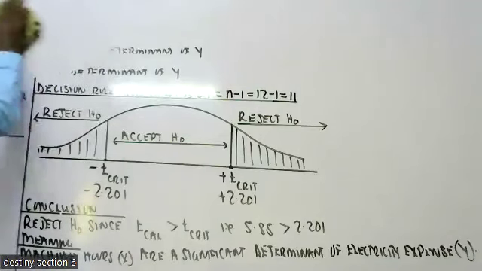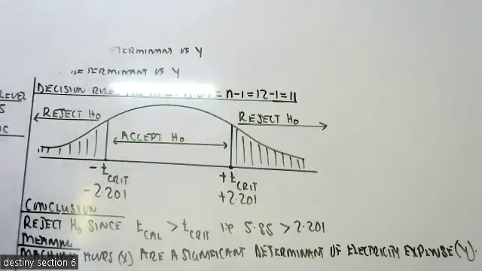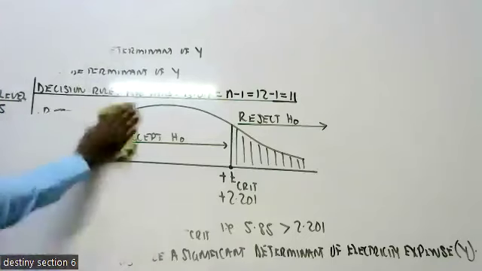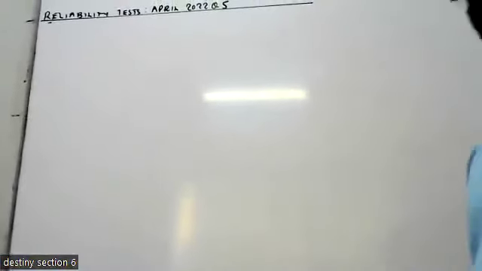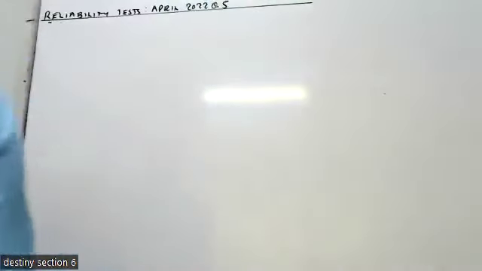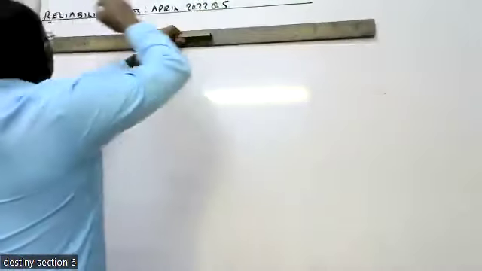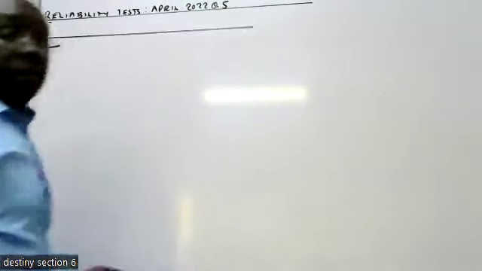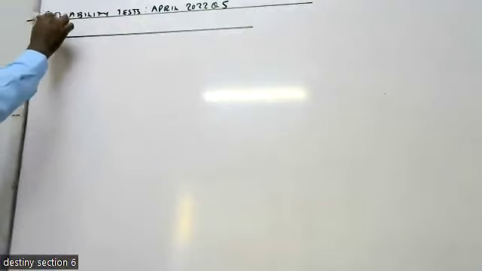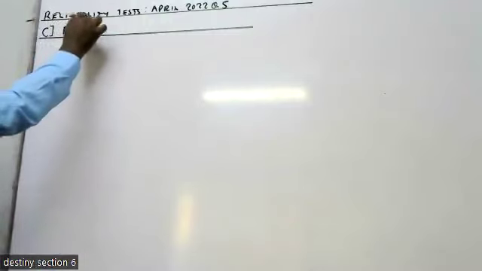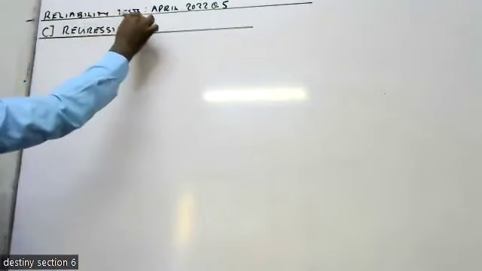Finally, we now look at the third category. We said the economic plausibility tests are 3 of them. The third category is C, which we call regression assumptions.